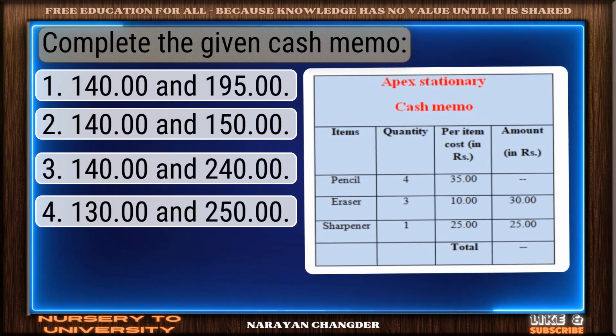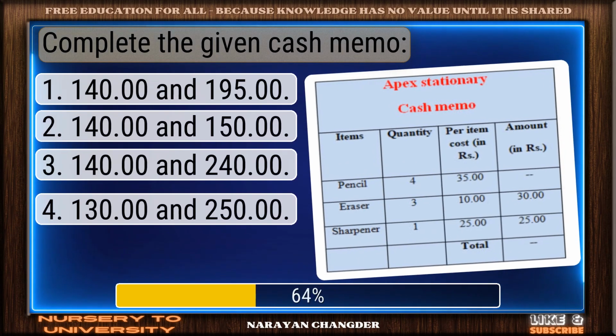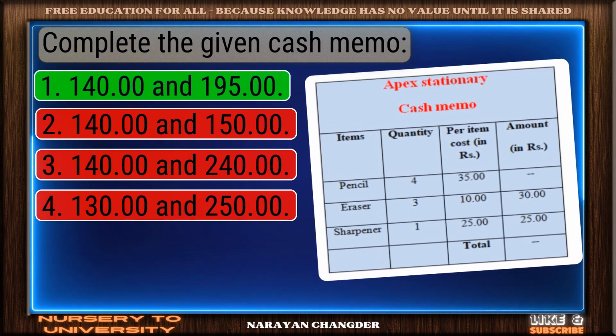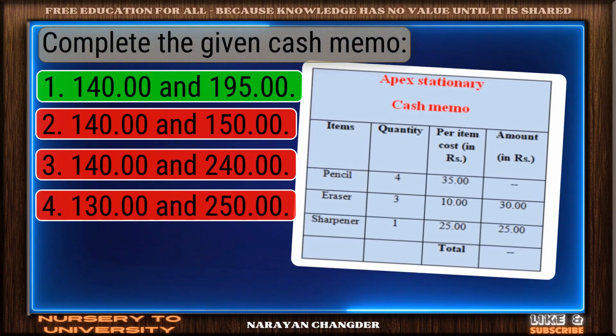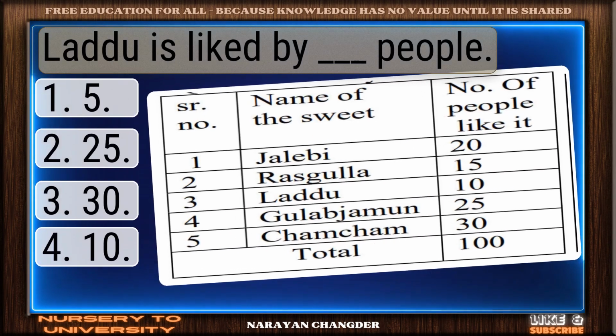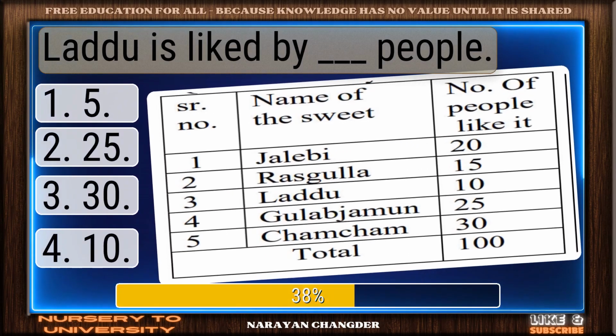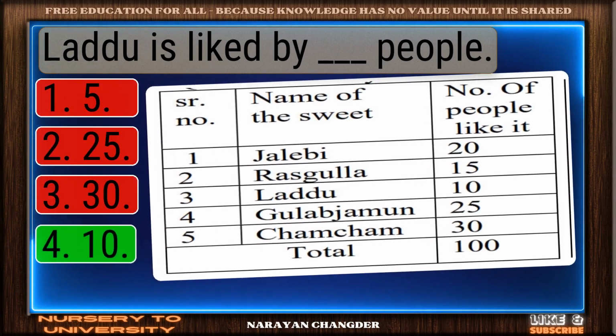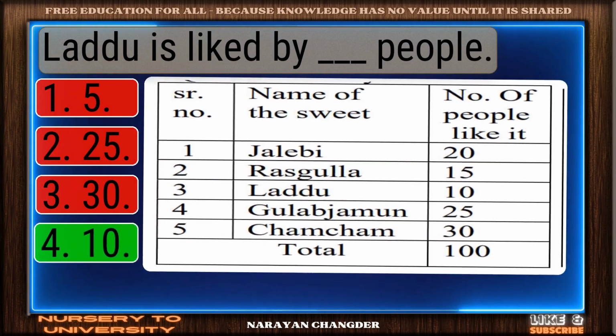Complete the given cash memo. Well done. 140 billed and 195 billed is the right choice. Laddu is liked by dash people. Excellent. 10 is a brilliant choice.